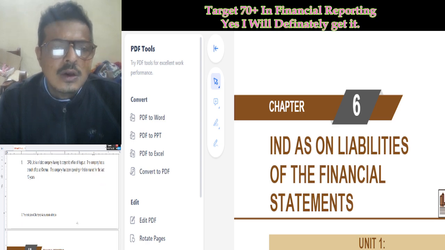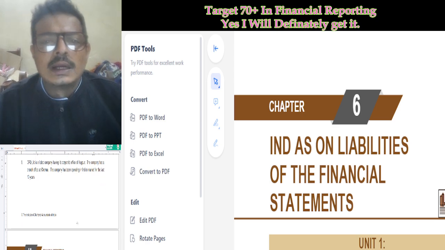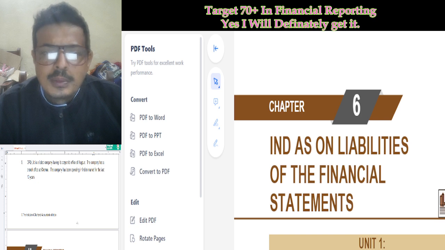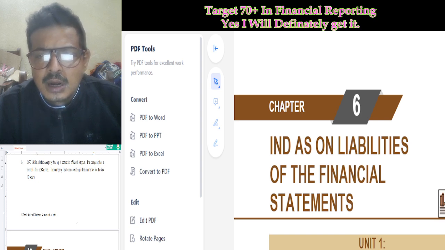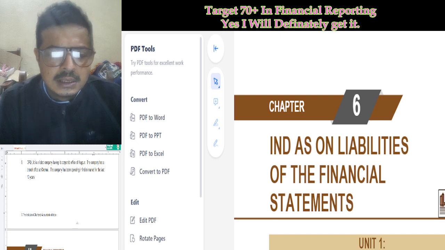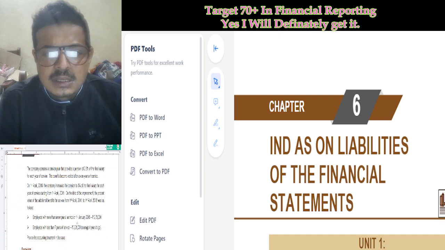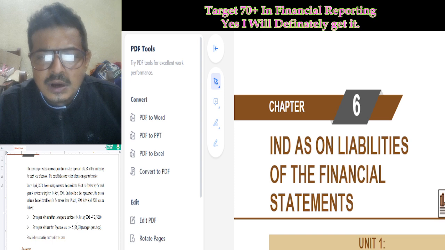Question number 6. OPQ Limited is a listed company having its corporate office at Nagpur. The company has a branch office at Chennai. The company has been operating in the Indian market for the last 10 years. The company operates a pension plan that provides a pension of 2.5% of the final salary for each year of service. The benefit becomes vested after 7 years of service. On 1st April 20X1, the company increased the pension to 3% of the final salary for each year of service starting from 1 April 20X1.